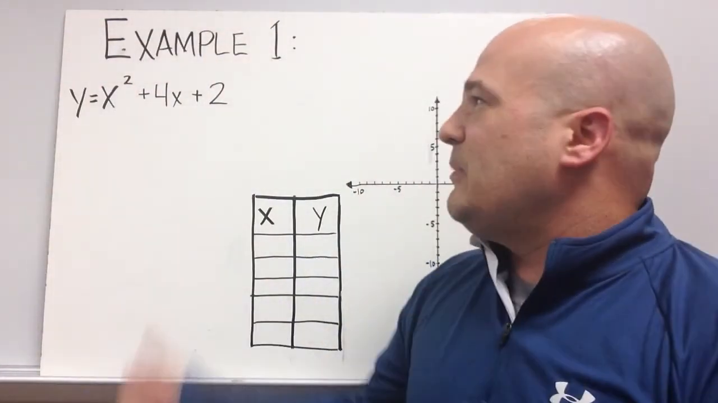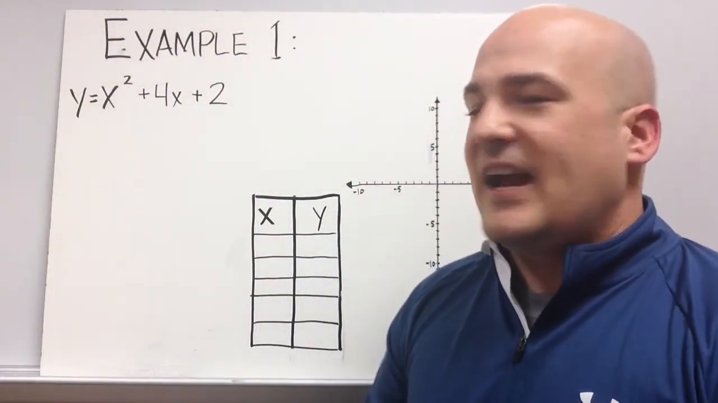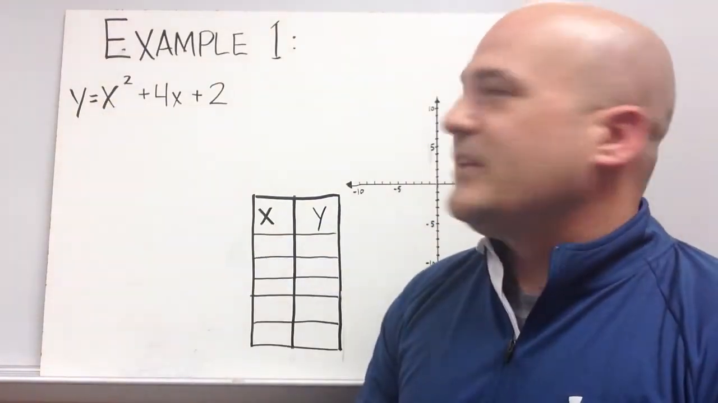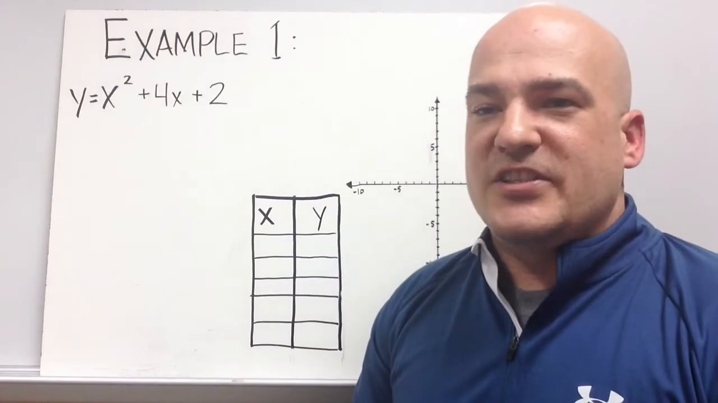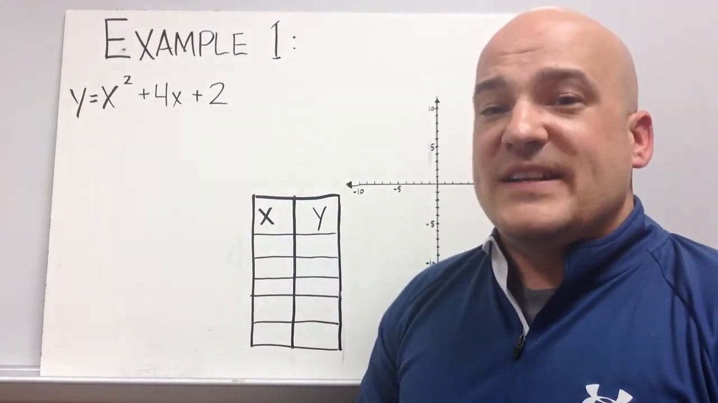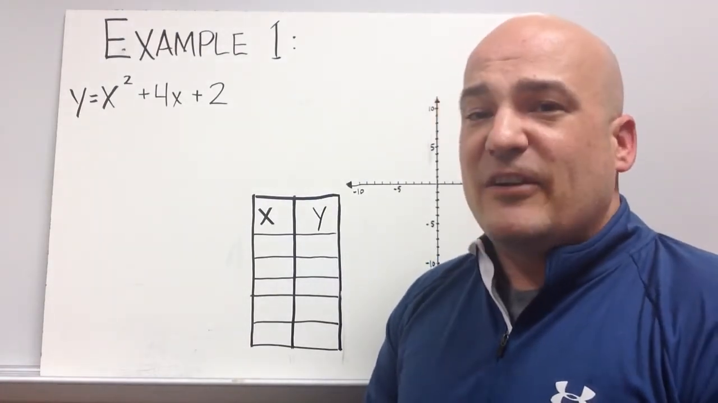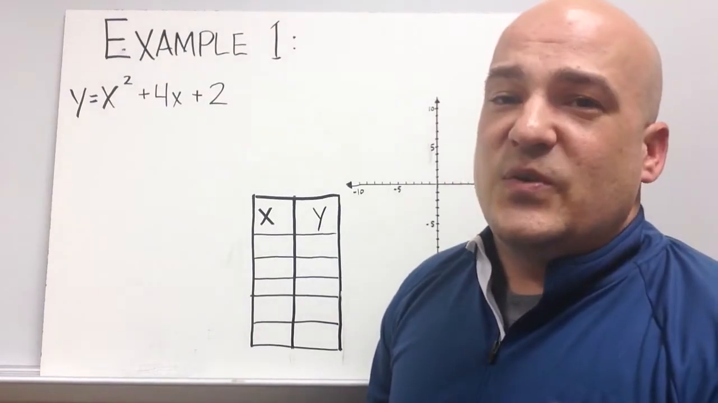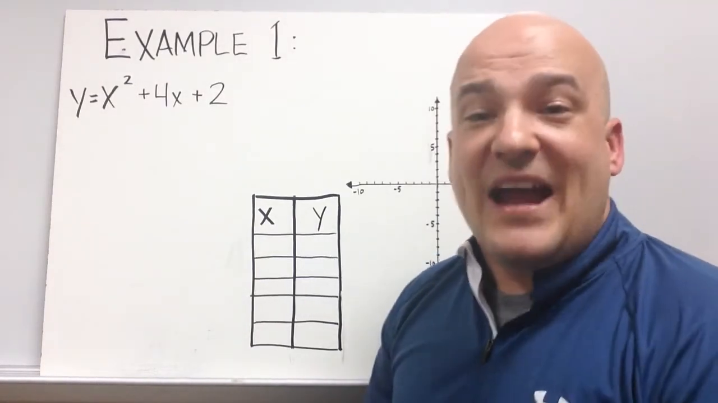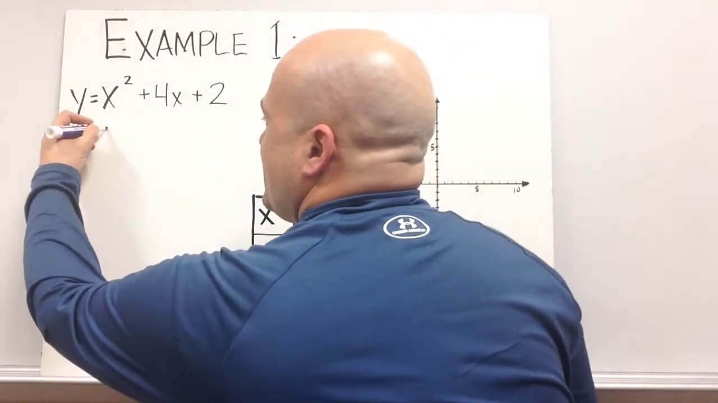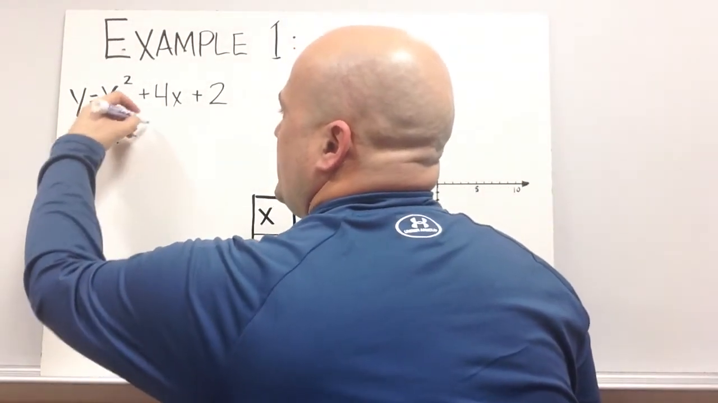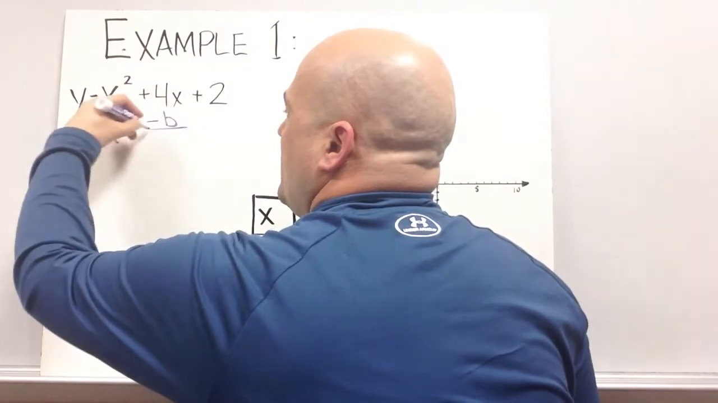Here is an example of a quadratic equation. I have y equals x squared plus 4x plus 2. Step number 1 is to find my vertex. And remember, to find my vertex, first I need to find my axis of symmetry. We remember that formula: x equals the opposite of b over 2a.